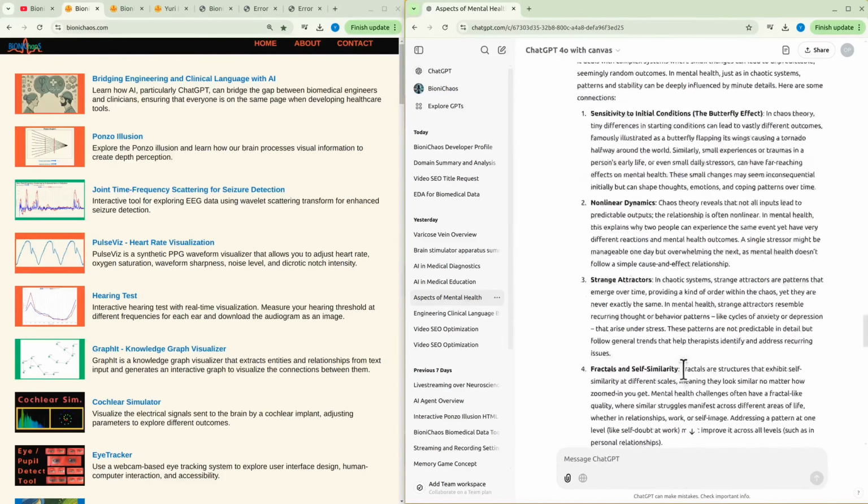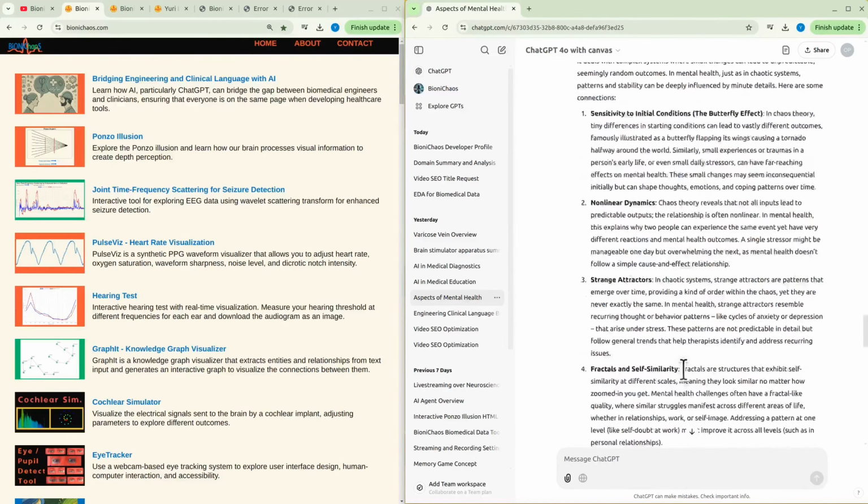Also, I don't know if chaos theory is an engineering concept at all or not. What do you think? It says yes. Here's a list of engineering concepts that effectively bridge the gap between mental health and engineering.